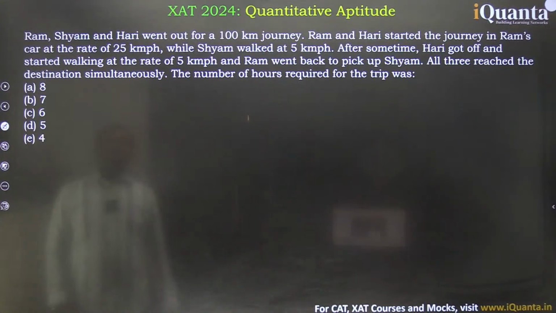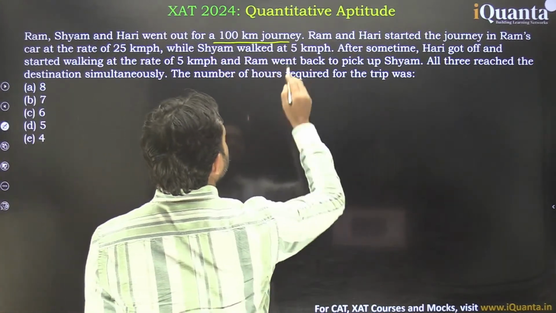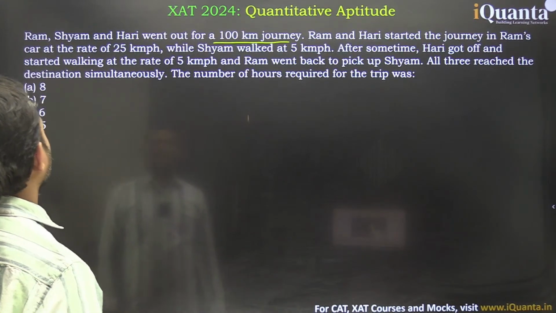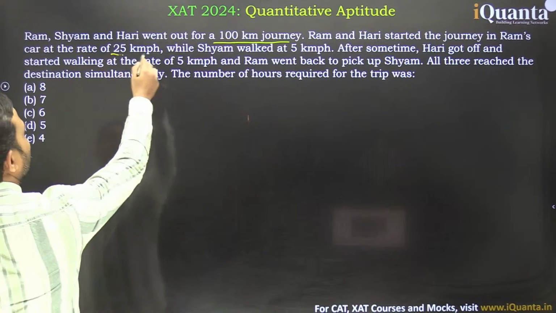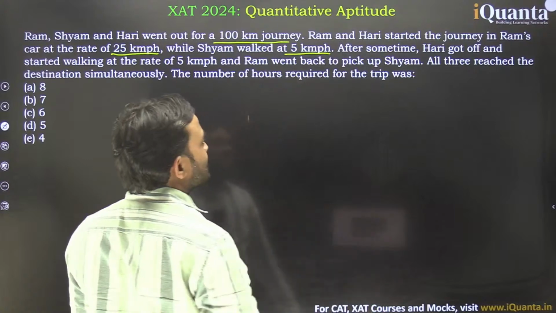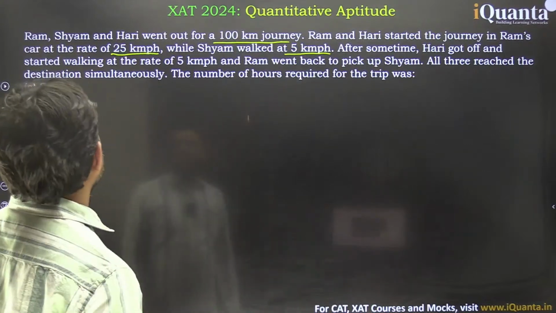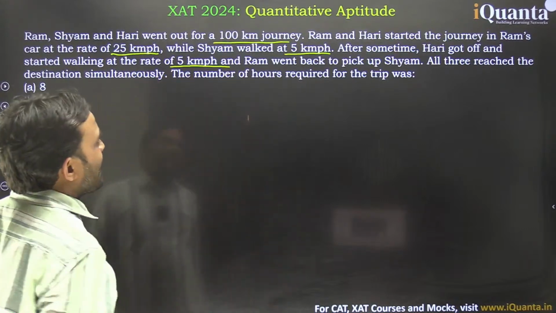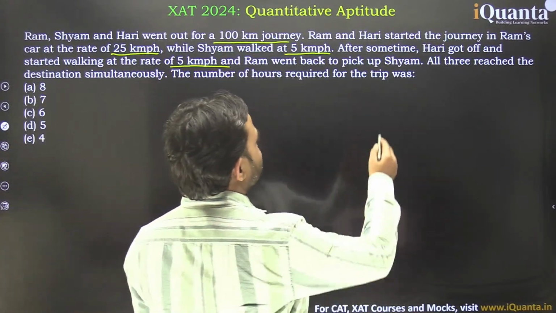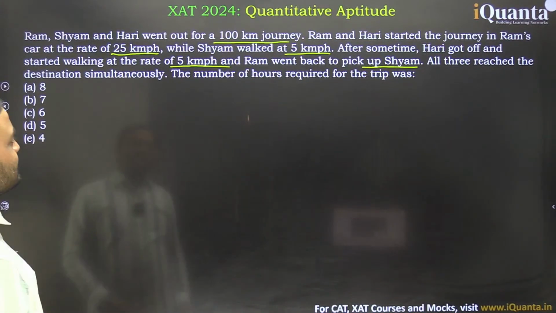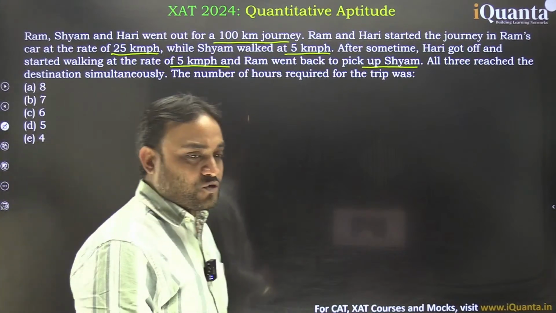So it says Ram, Shyam and Hari went out for a 100-kilometer journey. Total distance is 100 kilometer. Ram and Hari started the journey in Ram's car at the rate of 25 kilometer per hour, while Shyam walked at 5 kilometer per hour. After some time, Hari got off and started walking at the rate of 5 kilometer per hour, and Ram went to pick up Shyam. All three reached the destination simultaneously. The number of hours required for the trip was.